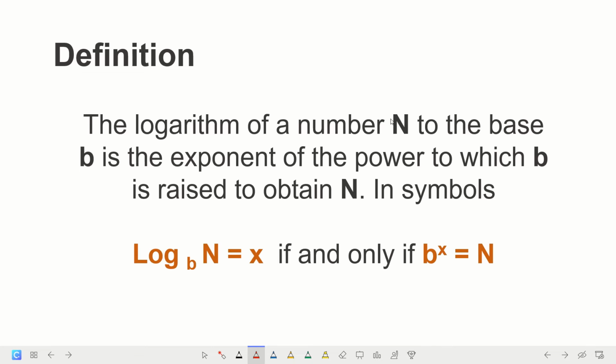So, definition, the logarithm of a number n to the base b is the exponent of the power to which b is raised to obtain n. So, in symbols, log of n to the base b is equal to x if and only if, kapag kinonvert natin siya into its exponential form, b raised to x is equal to n. So, eto lang siya kapag ang exponential form niya will result to this number.